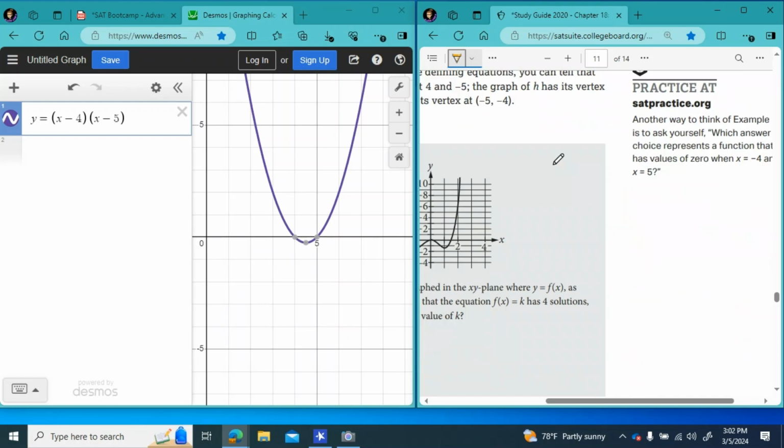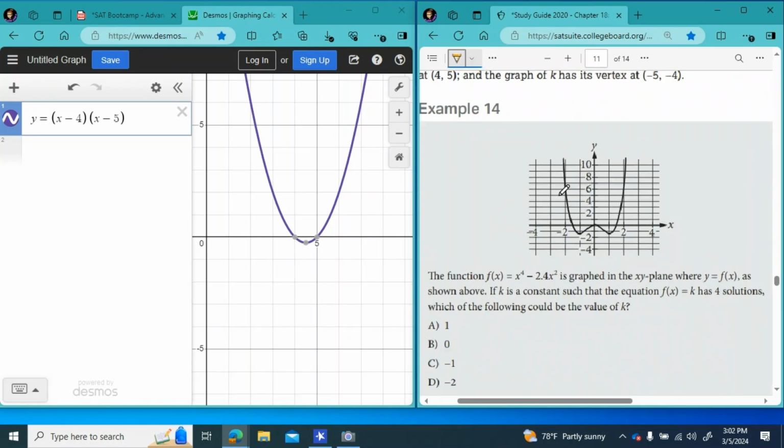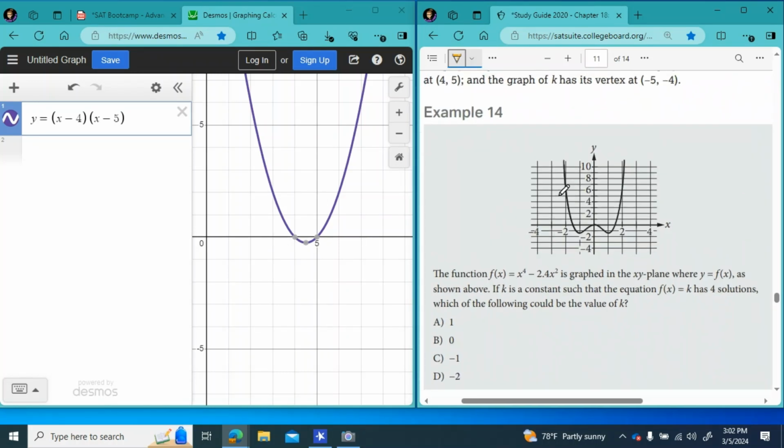The next question, number 14, says the function f of x equals x to the power of 4 minus 2.4x squared is graphed in the xy plane where y equals f of x as shown above. If k is a constant such that the equation f of x equals k has 4 solutions, which of the following could be the value of k? So f of x equals k. It even tells you here y equals f of x. So y equals k.